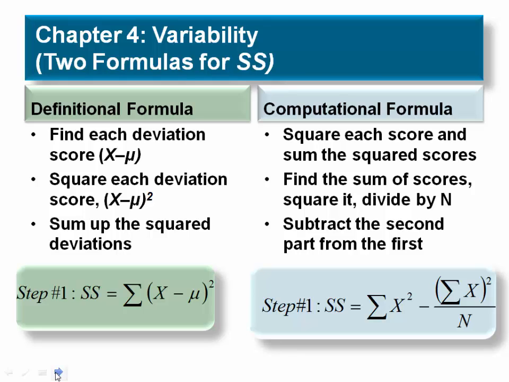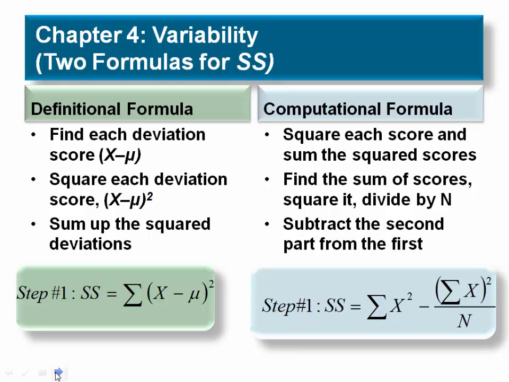On the slide, the bullets under the definitional formula help us understand the order of operations for SS, which stands for the sum of the squared deviations about the mean. In the definitional formula side, to the right of the equal sign, following down the bullets, each component of the formula is defined and spells out a step of the definitional formula.